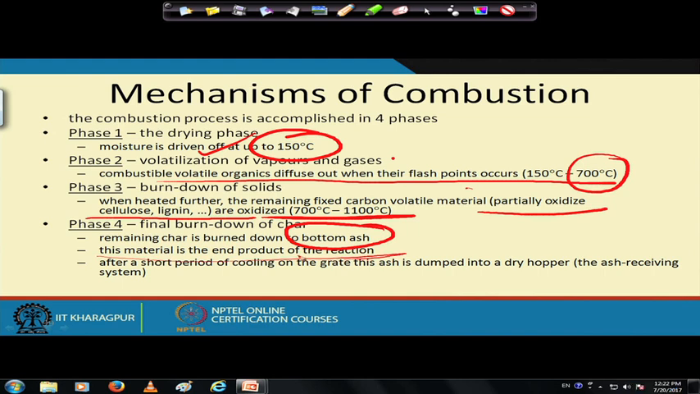And then once it cools down a little bit, this ash is dumped in a dry hopper, the ash receiving system, and then it gets taken away from the main plant and goes to the ash handling part of the plant, where ash will be handled. Right now, in most places other than Western European countries, this ash is being dumped in the landfill, but there is a lot of work going on.